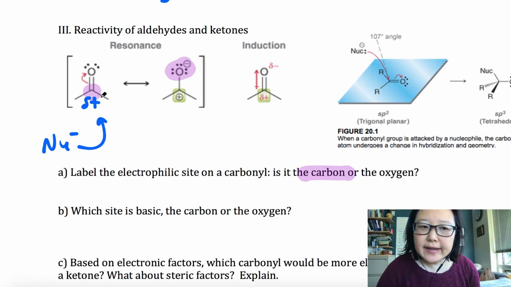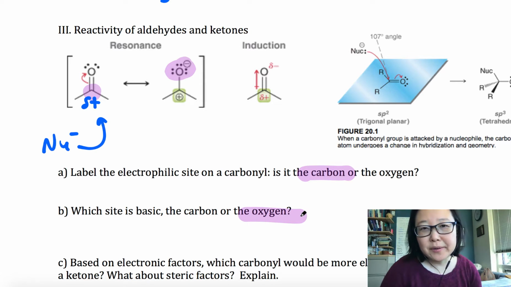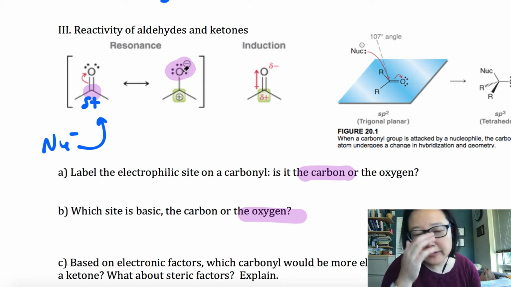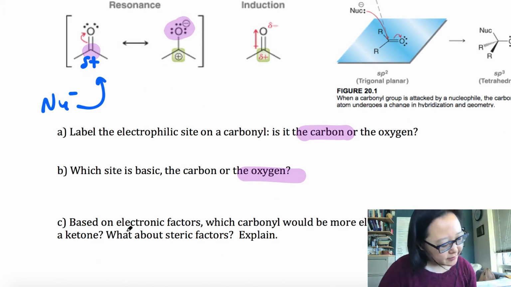After the nucleophile attacks, the electrons go up to the oxygen, and now we have a center of electron density, so the oxygen becomes a more basic site, and that is what will act as the base in the next step. Usually we want this to become neutral, so it grabs a hydrogen from water or a slightly acidic solution. Now, based on electronic factors, that means based on charge distribution, which carbonyl would be more electrophilic, an aldehyde or a ketone?